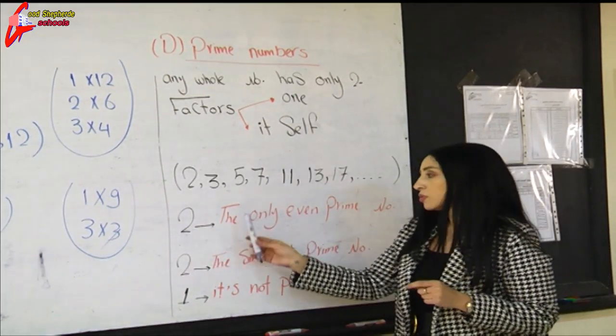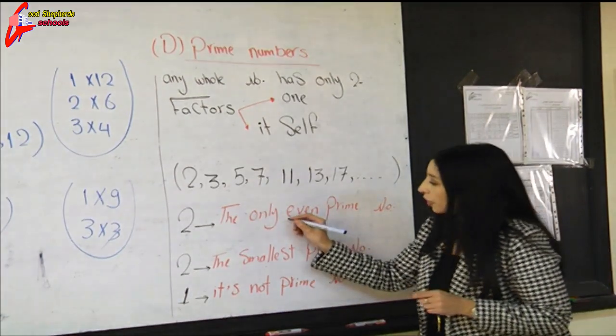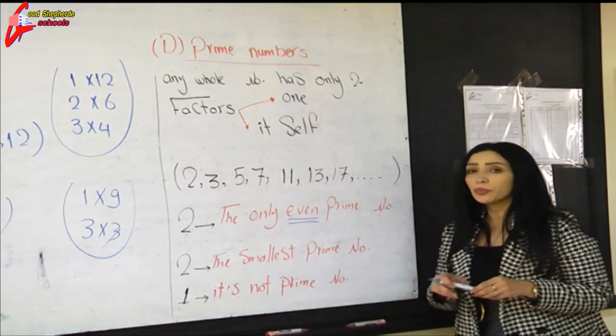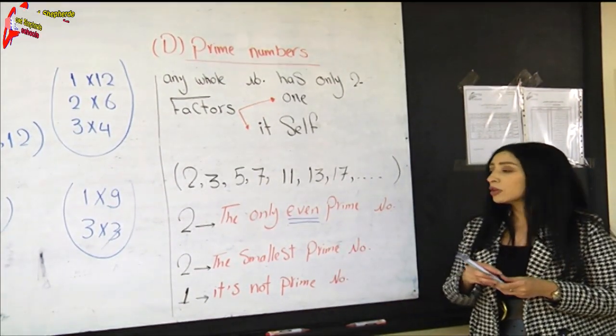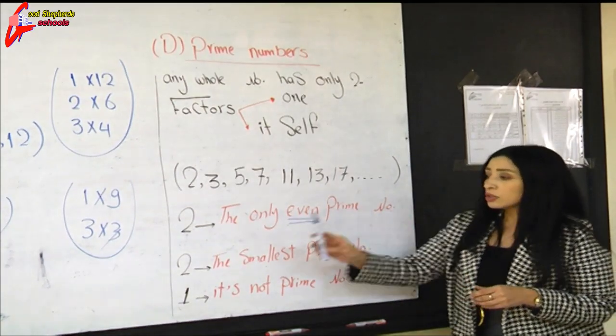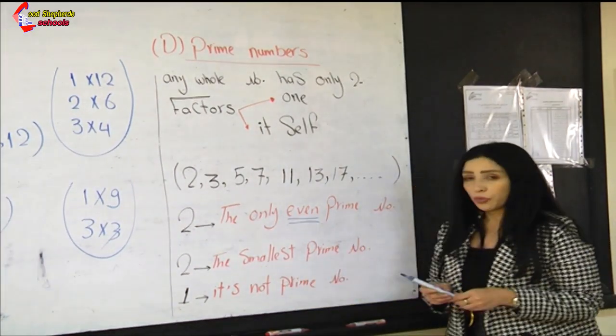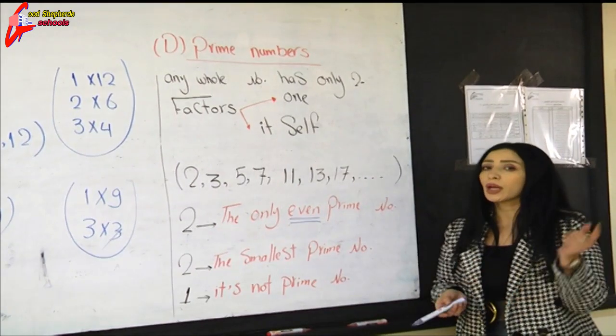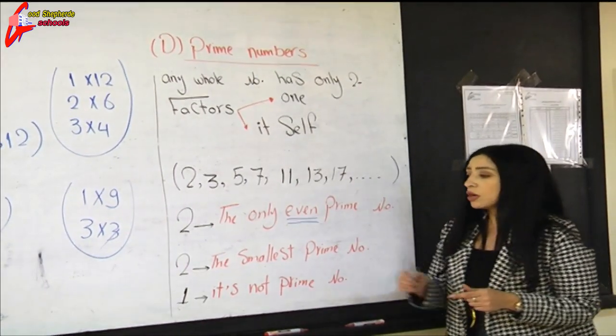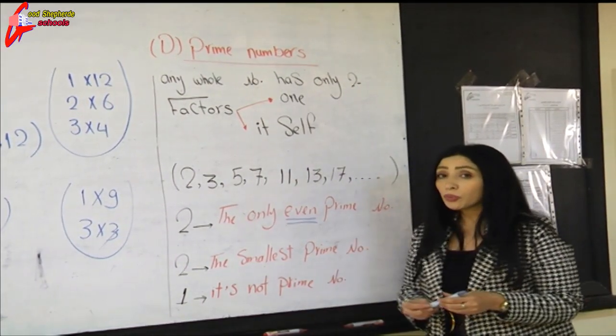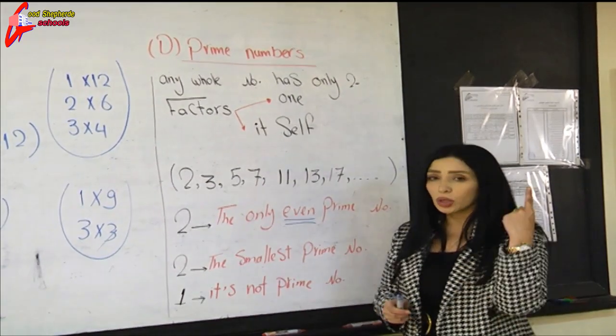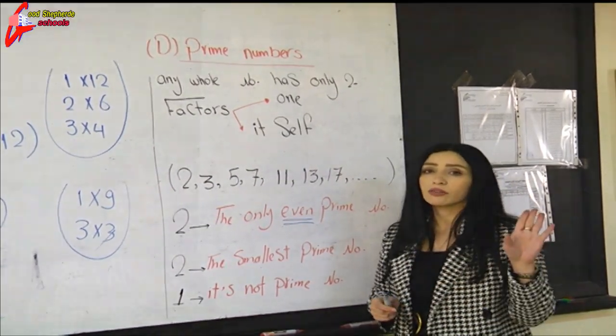Remarks. 2 is the only even prime number. We don't have any even prime number except 2. 2 is the smallest prime number, and the smallest even prime number. 1 is not a prime number. Why? Because it has only one factor, itself.